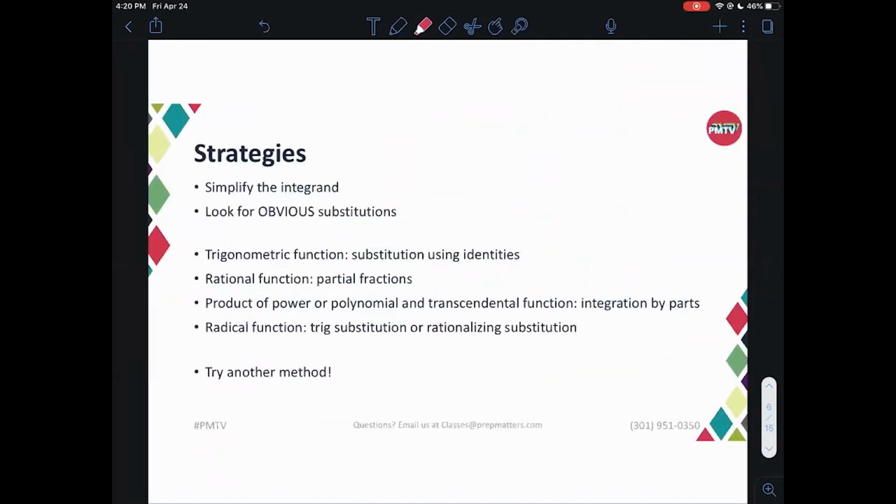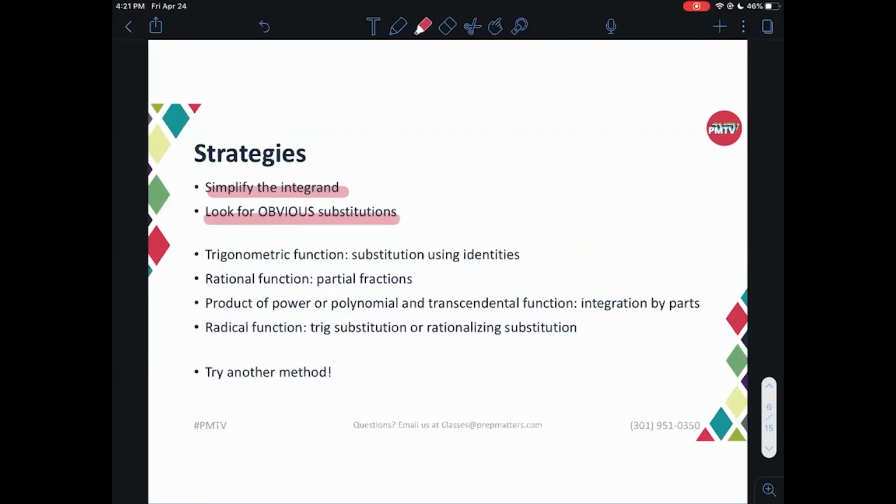So a couple of quick strategies to just talk through those things that we just did. Whenever you're evaluating integrals, start by just simplifying the integrand, so the expression that you are taking the integral of. Simplify it as much as you can. Factor it, add two fractions together, whatever kind of algebraic simplification you think looks obvious, do it. See if it's helpful.